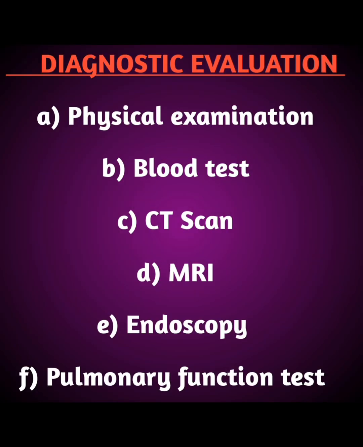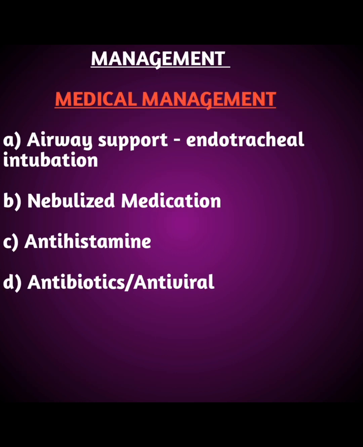The next one is diagnostic evaluation. Diagnostic evaluation means the tests used to confirm obstruction of upper airway. First, we have to do a physical examination of the patient. Next, blood tests. Next, CT scan, MRI, endoscopy, and mainly pulmonary function test. These are the main diagnostic tests to evaluate the disease.